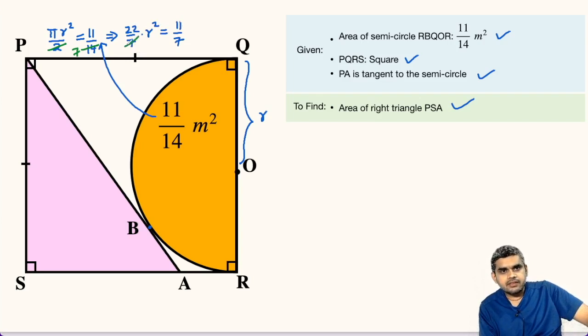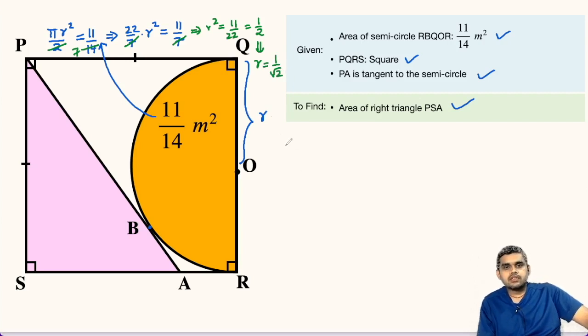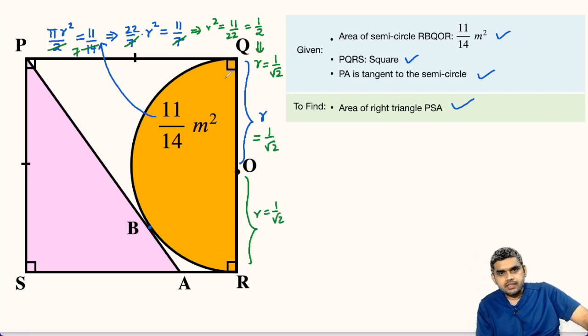If we simplify, 7 and 7 get cancelled, and r square is equal to 11 upon 22, that is 1 by 2. So from here we can write r is equal to 1 upon square root of 2. So the value of r is 1 upon root 2. This length will also be the radius of this semicircle, 1 upon root 2. Hence the diameter of this semicircle will be equal to 2 times 1 upon root 2, that is 2 upon root 2 or root 2 units.